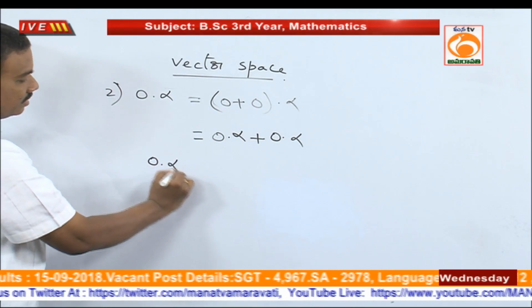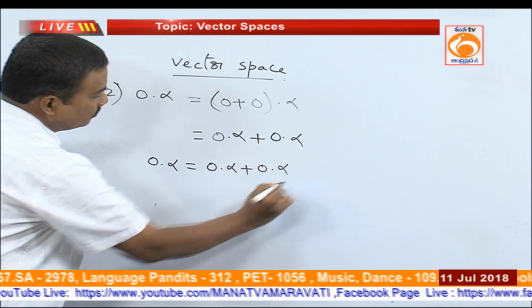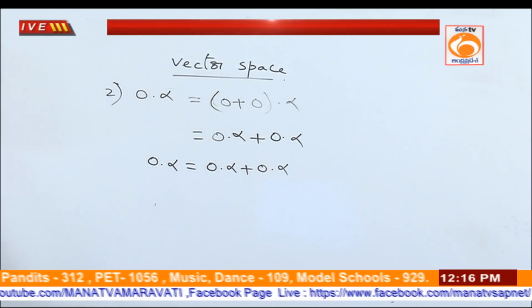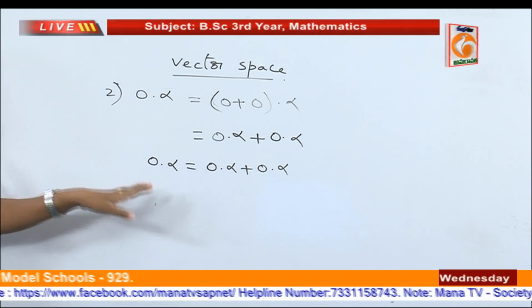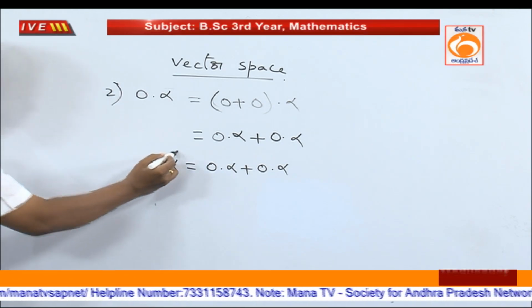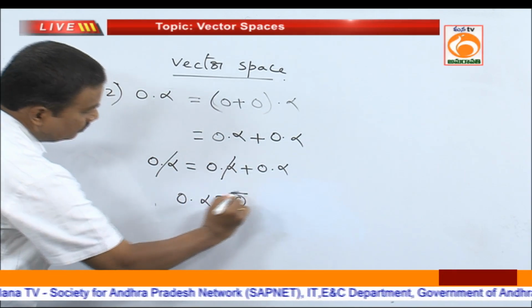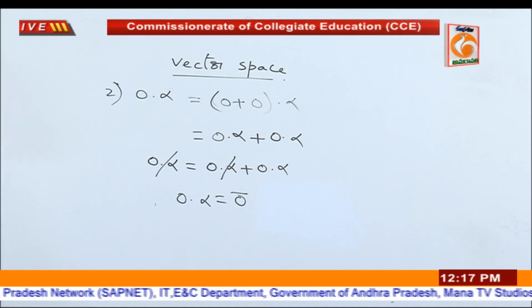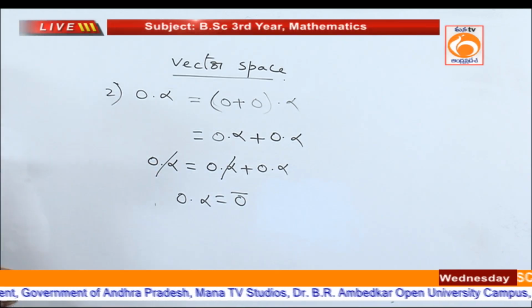So, by the result we are getting 0 dot alpha equal to 0 dot alpha plus 0 dot alpha, and again we are in the group structure with respect to addition. So, I can apply cancellation laws and cancel these two. What do I get? 0 dot alpha equal to 0 bar. So, this completes the second one. Let us prove the third one.